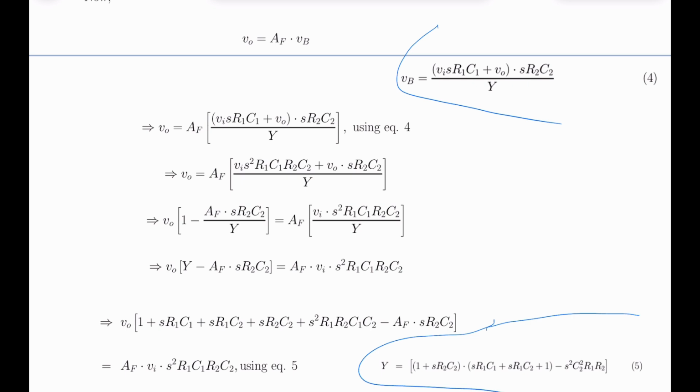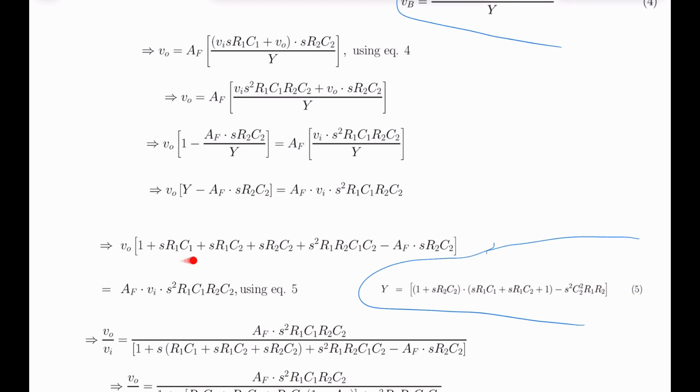Bring all the terms containing V naught on one side and Vi on the other. So we have this equation. The equation is a long one and the process is lengthy. I have done it for your convenience. So this comes out to be AF into Vi S square R1 C1 R2 C2 using equation 5. What is equation 5? I have copied it here.